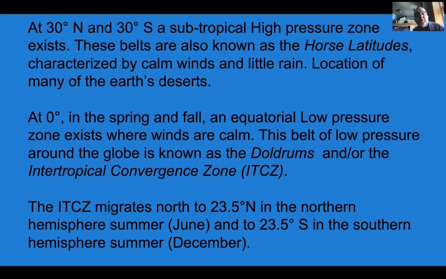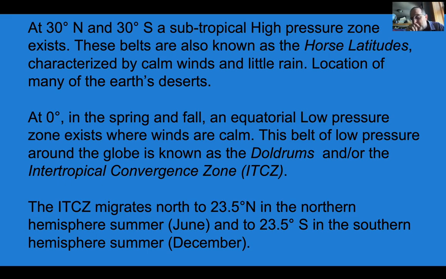At 30 north and south, a subtropical high-pressure zone exists. These belts are also known as the Horse Latitudes, characterized by calm winds and little rain, location of many of Earth's deserts. At 0 degrees in the spring and fall, an equatorial low-pressure zone exists where winds are calm. This belt of low pressure around the globe is known as the doldrums, or the intertropical convergence zone.